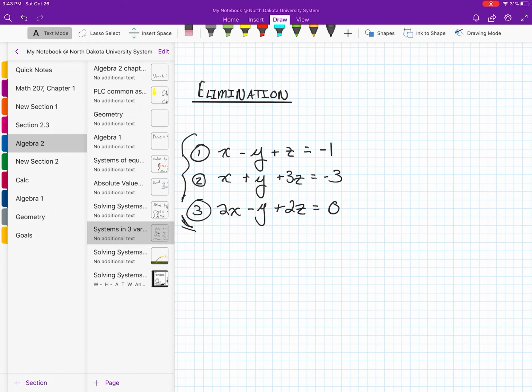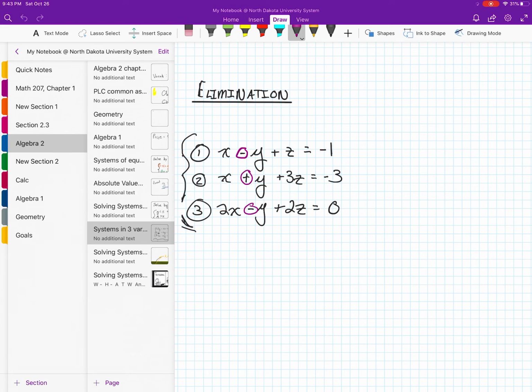And again, we do the same things with systems of 3 equations and 3 variables that we did for systems of 2. We first line up our variables and our constants, which we already have. And then we ensure that we have opposite coefficients on at least one variable, which we do. Again, nicely set up for us.